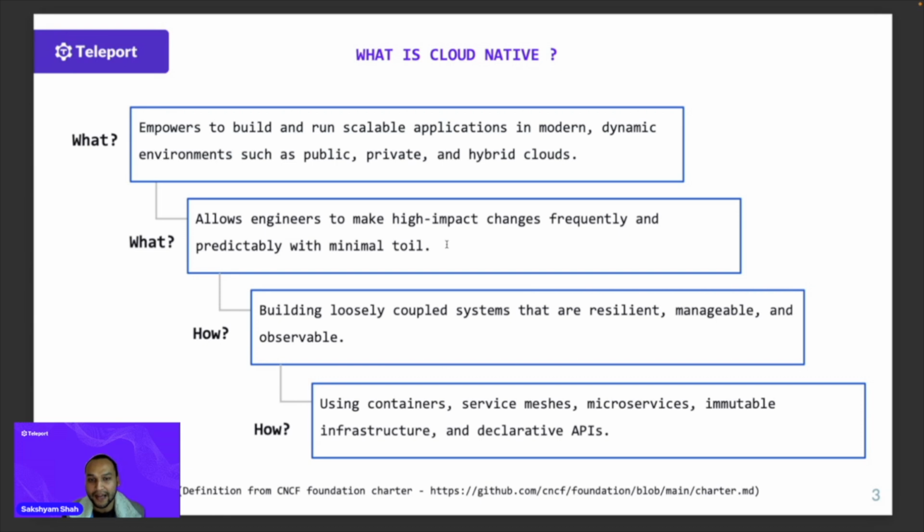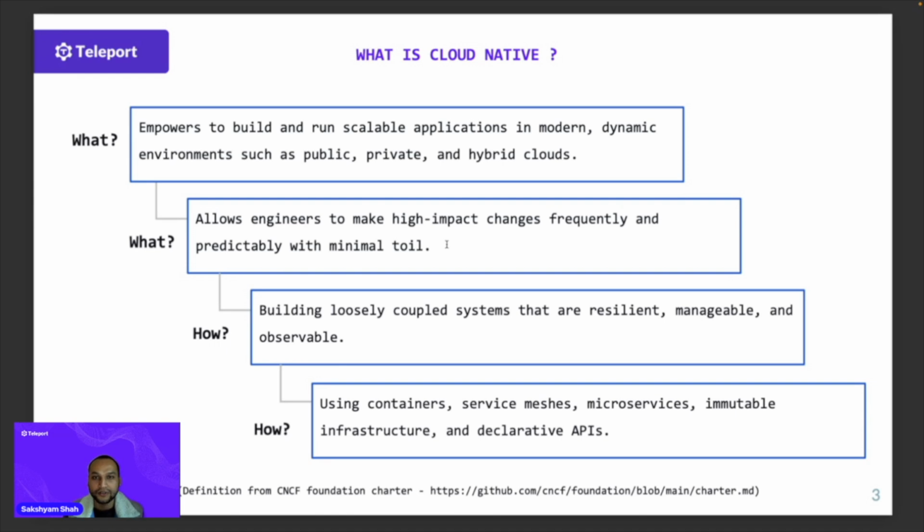So when we speak about cloud native security, we can't understand it until we understand cloud native itself. So I'll try to be concise in explaining what cloud native is. Bear with me. This definition is not self-made, and I borrowed it directly from the Cloud Native Foundation Charter. So it's the closest thing to how the core members and the maintainers explain cloud native themselves. Cloud native empowers you to build and run scalable applications in modern dynamic environments such as public, private, and hybrid clouds. That's a core part of cloud native. And it also allows engineers to make high impact changes frequently and predictably with minimum toil.